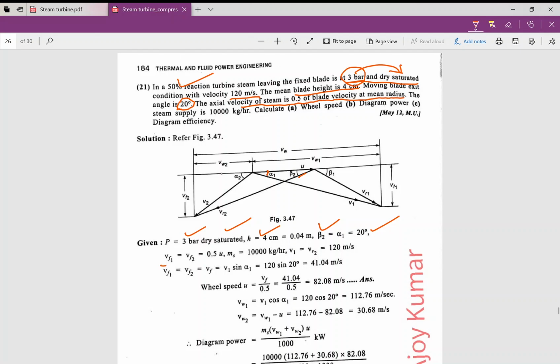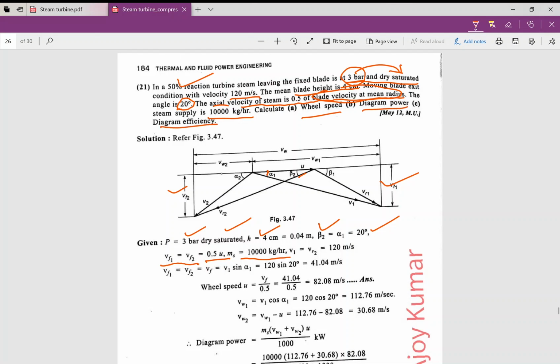So Vf1 is equal to Vf2. This is your axial velocity. Axial velocity this much and this much. So this is 0.5 times u, 0.5 times the blade velocity at mean radius. Mass flow rate is given. Steam supply is 10,000 kg per hour, and then we have to calculate wheel speed, diagram power and diagram efficiency.